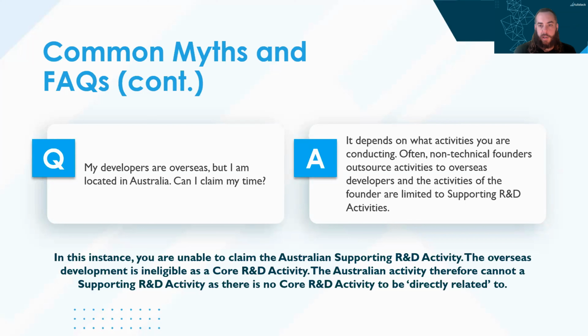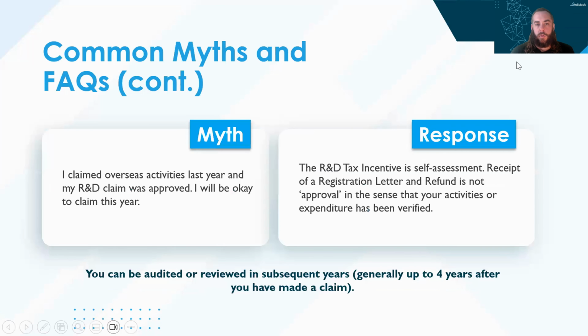If you're only conducting a supporting R&D activity and all the core is overseas, then you can't claim your time, because an eligible supporting activity must be directly related to an eligible core activity. If the core activity is overseas, then there is no core activity. It's ineligible, so there is no supporting activity. So it really requires you to carefully look at the activities that you're doing and register them accordingly.